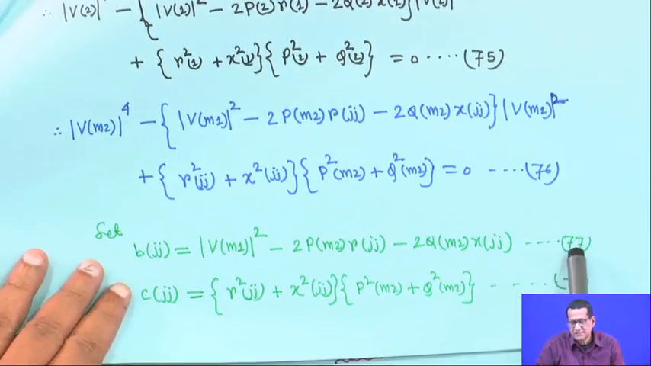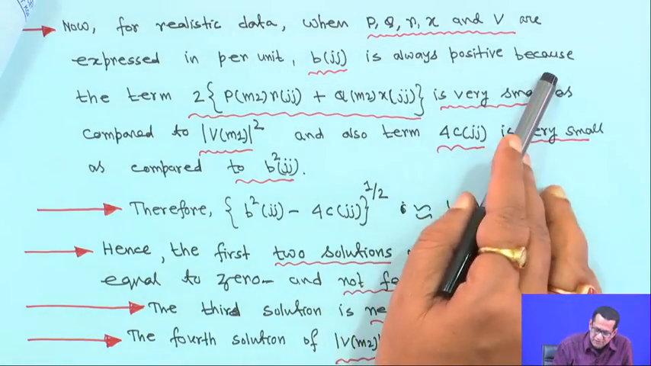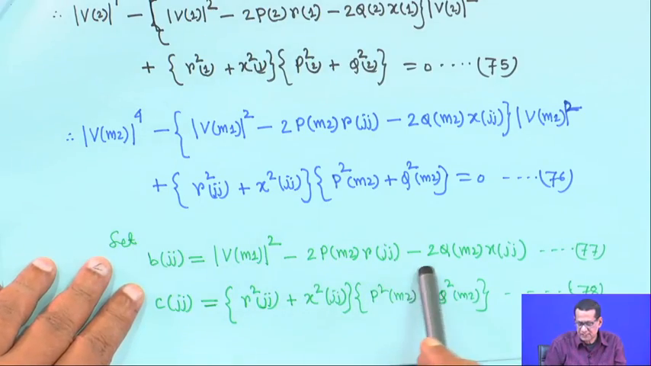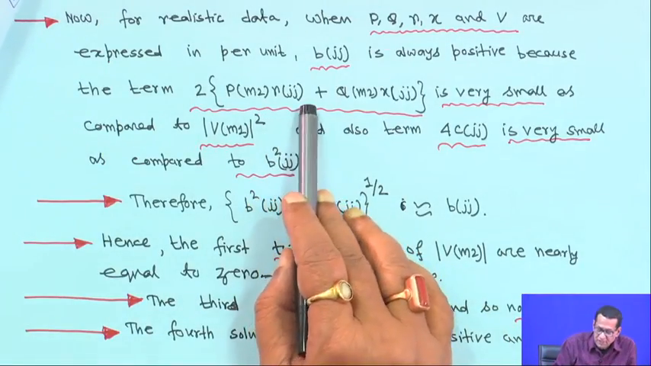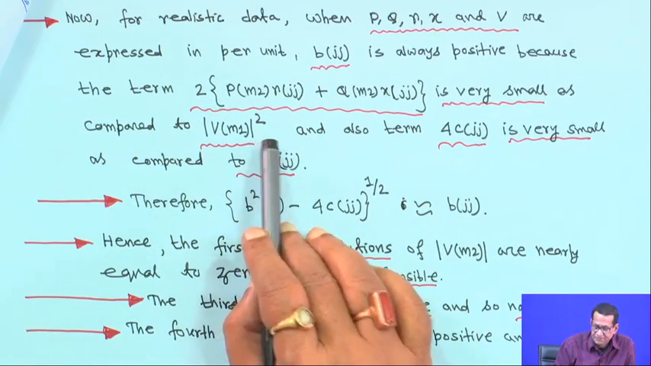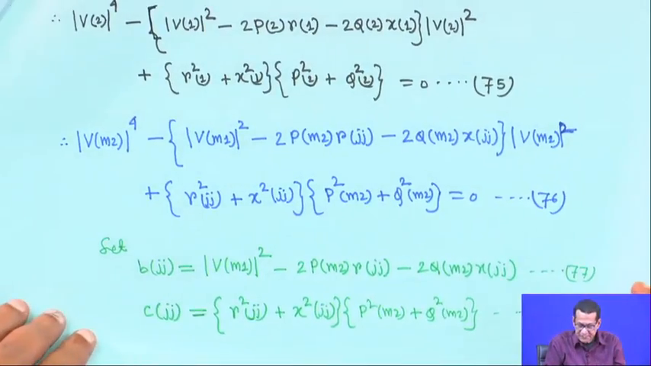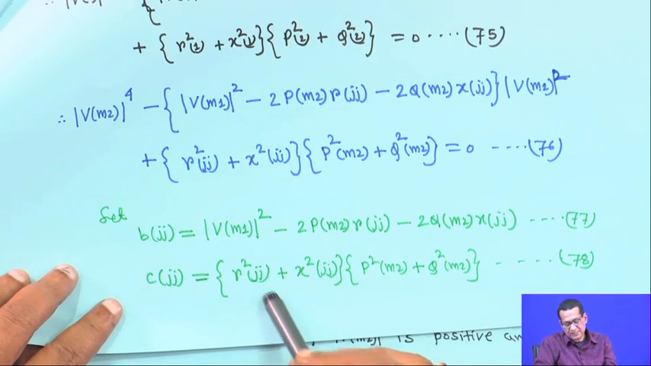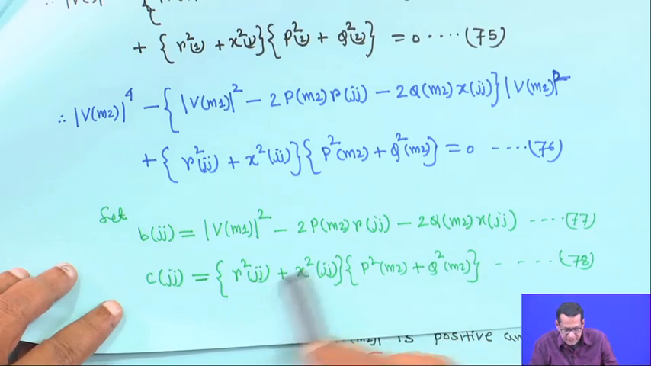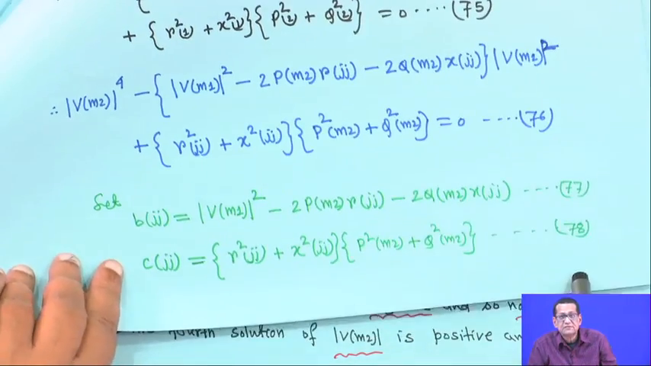When you are representing everything in per unit, this term, equation 77, this term bjj is always positive, right. That is why I am writing it is always positive. If you take 2 common, it is 2 into, in bracket, Pm2 Rjj plus Qm2 Xjj. So 2 into that is very small as compared to Vm1 square, because this term is nearly 1, right. And also the term 4Cjj is very small as compared to b square jj, because in the second term, R square jj plus X square jj into P square and Q square are also per unit, and their product is much smaller. So that is equation 78.